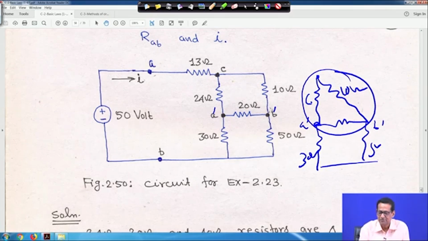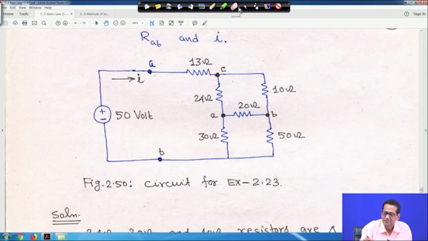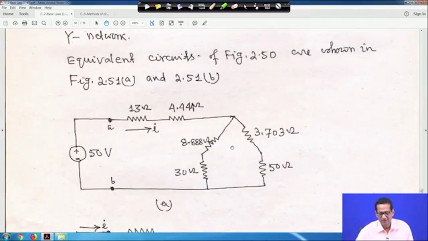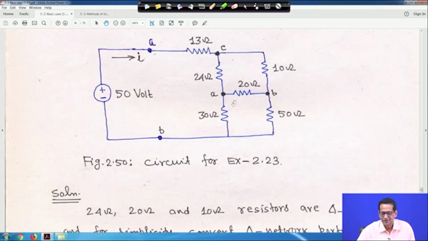So, 24, 20. You have to convert it to star. You now know how to convert it to star. I will directly give the values, so that time will be saved, you can easily do it. I am just cleaning it. In that case, if you make all this conversion, some series combination will come.